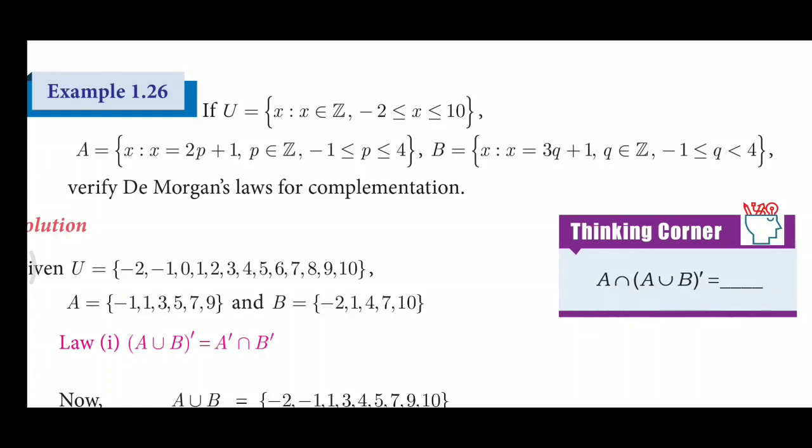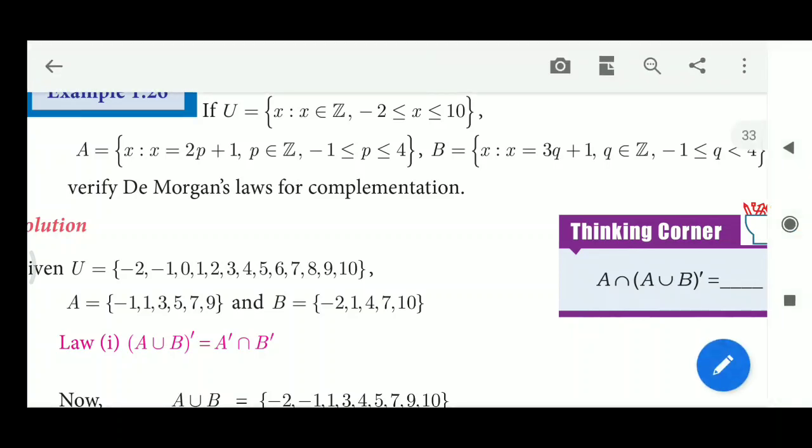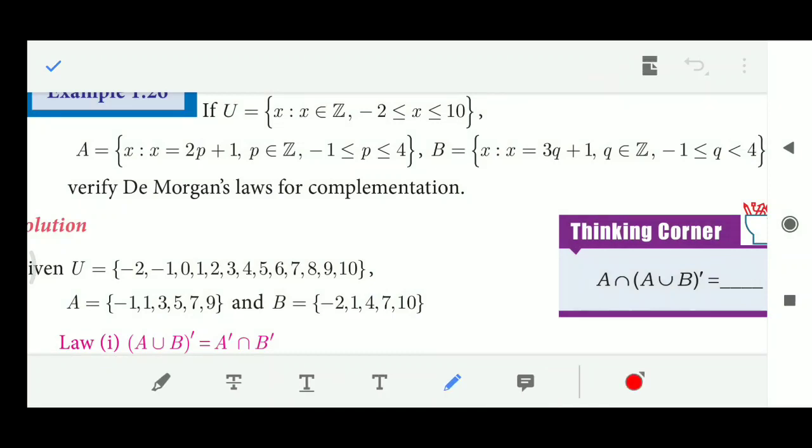First we are going to find the universal set. Here the sets are in set builder form, so we have to write them in the roster form. The integers between -2 and 10 are -2, -1, 0, 1, 2, 3, 4, 5, 6, 7, 8, 9 and 10. Then for A we have to substitute the values of -1, 0, 1, 2, 3, 4. Then you will get the value of A as {-1, 1, 3, 5, 7 and 9}.